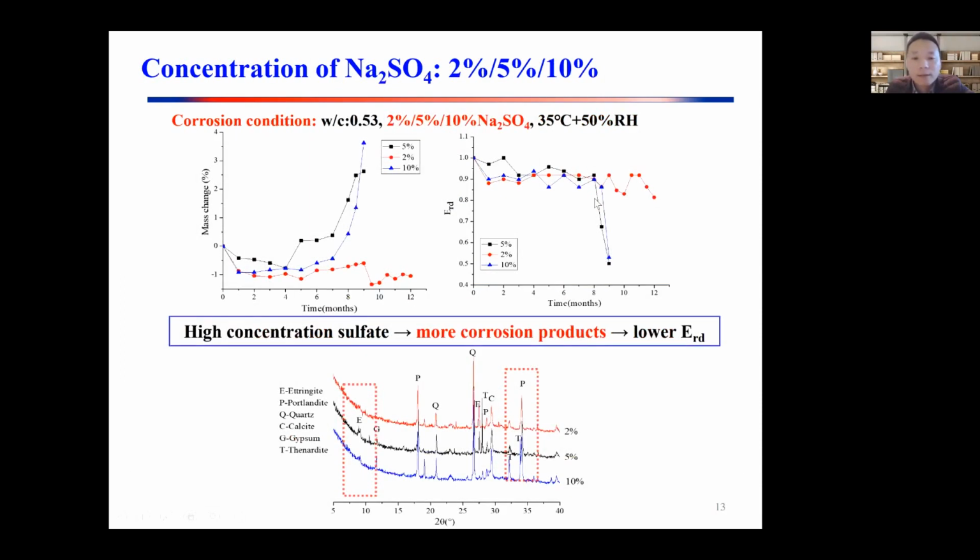The next factor is the concentration of sodium sulfate. We investigated 2%, 5%, and 10%. The XRD results show that high concentration of sodium sulfate will cause more serious chemical corrosion and salt crystallization, and lead to more corrosion product. Finally, it increases the mass change and reduces the RDME. So higher concentration of salt solution will cause more serious sulfate erosion.